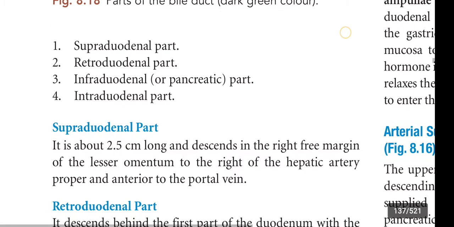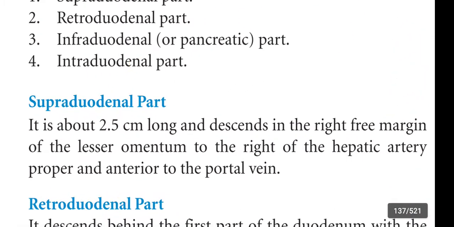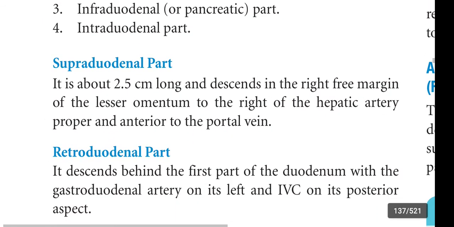We learn in detail about each part. First, supraduodenal part. It is about 2.5 centimeters long and descends in the right free margin of the lesser omentum to the right of the hepatic artery proper and anterior to the portal vein.